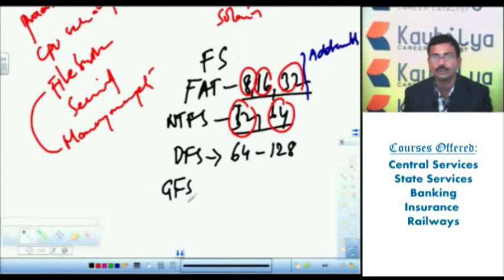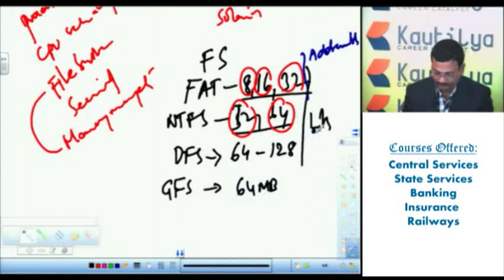Then the next concept is GFS. GFS stands for Google File System, which started with a minimum length of data taken into consideration of 64 MB, but this data can be in the form of only bits. So GFS has been started with 64 MB.